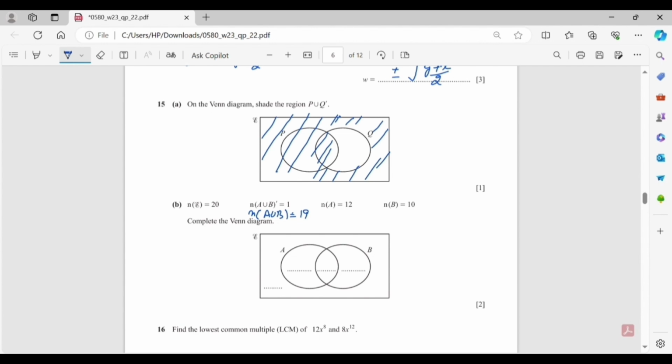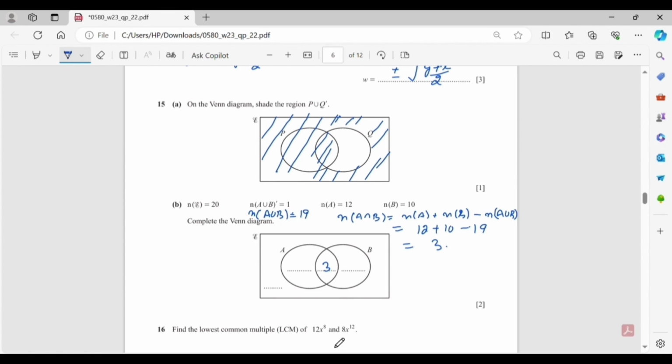Now as we know the formula, the number of elements in A intersection B will be equal to the number of elements in A plus the number of elements in B minus the number of elements in A union B. So for the intersection, we can find 12 plus 10 minus 19, which will be equal to 22 minus 19, which is 3. So the intersection will be 3.